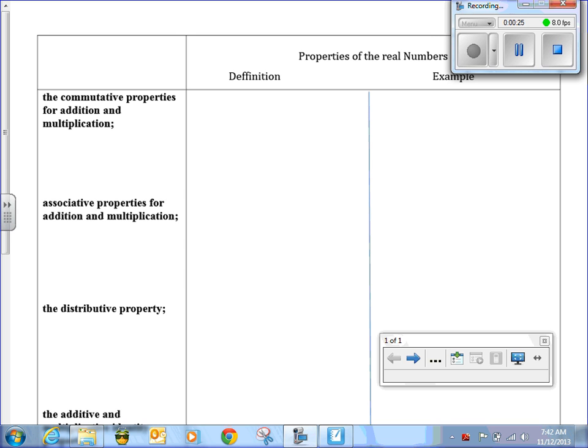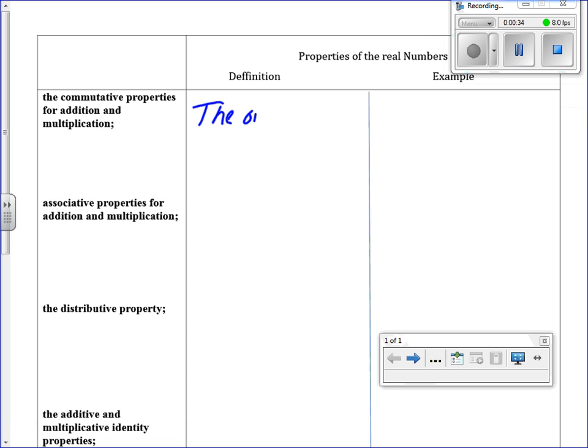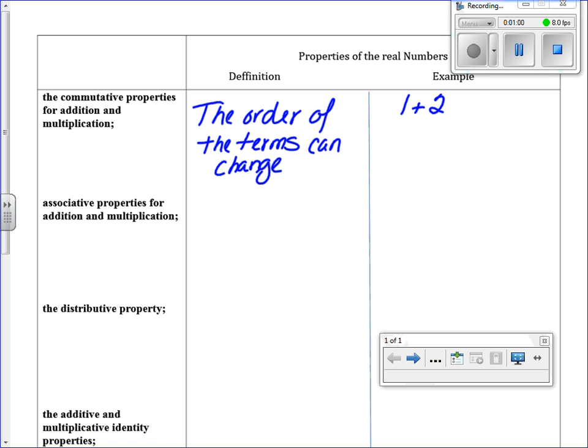So first of all, we have the commutative property for addition and multiplication. The definition of that is the order of the terms can change. So real quickly, as an example, I can have 1, that's a term, plus 2, that's another term, equals 2 plus 1. The order of those terms changed.